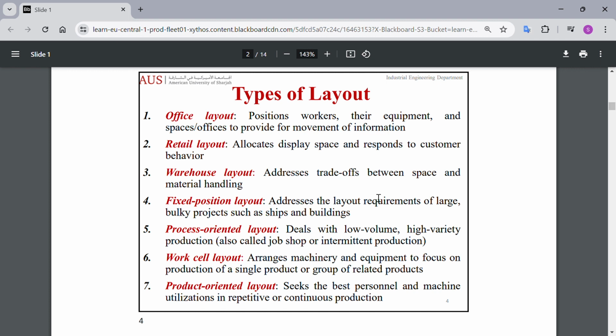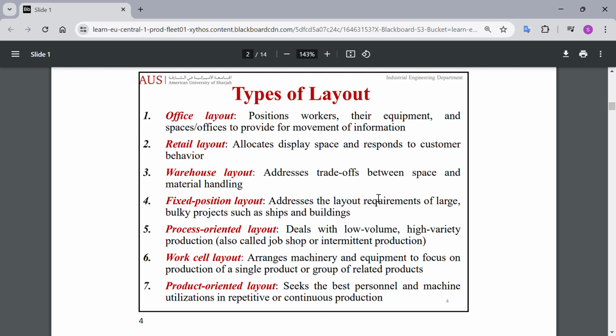And then the process oriented layout, it deals with low volume, high variety production. So this is process oriented layout, also called job shops. Process oriented layouts are also called job shops or intermittent production. An example of this is operation rooms, so ORs, and also hospitals. So they are called job shops. They are low volume but high customization or high variety.